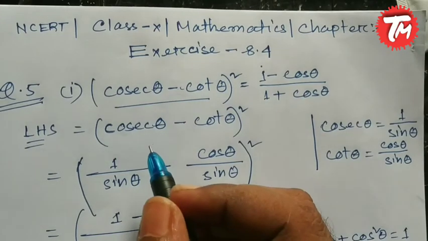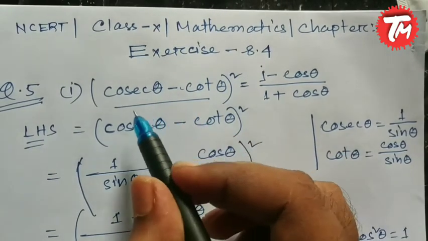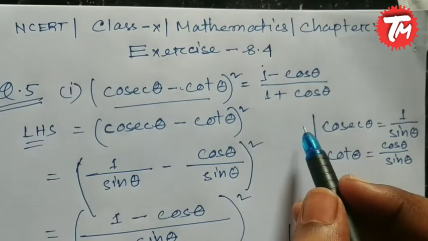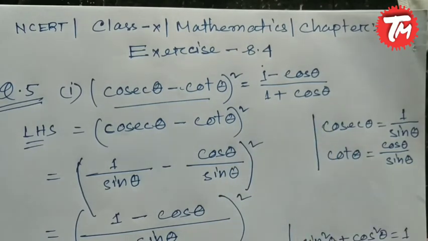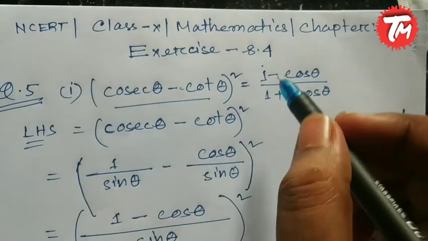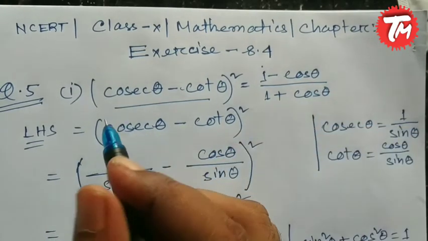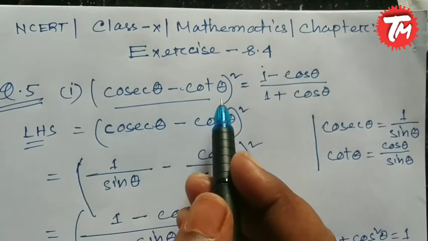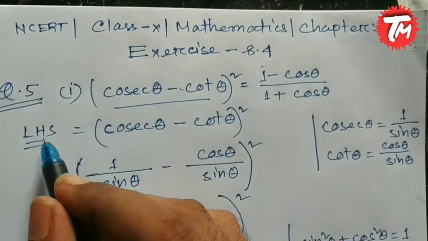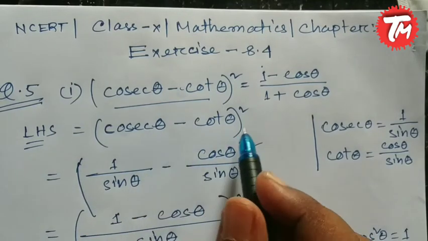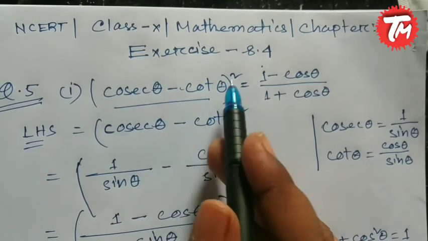So here we are given that (cosec theta minus cot theta) whole square equals 1 minus cos theta divided by 1 plus cos theta. So we have to prove that 1 minus cos theta divided by 1 plus cos theta. So we have to write the left hand side: (cosec theta minus cot theta) whole square.